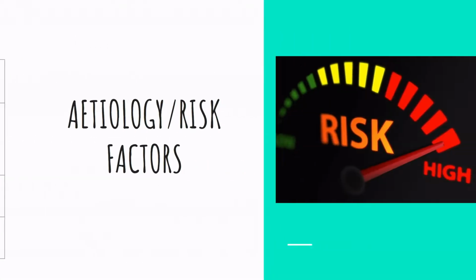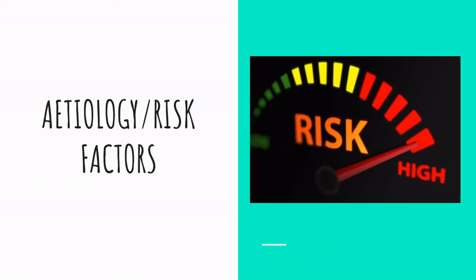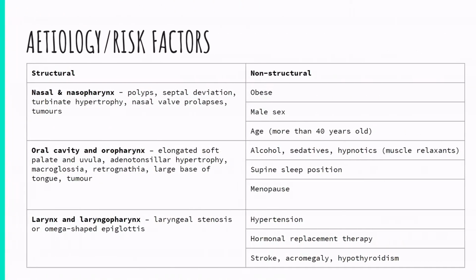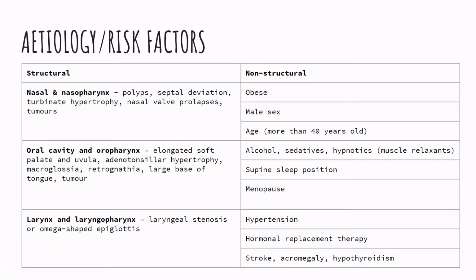Let's move on to the etiology and risk factors of obstructive sleep apnea. It can be divided into structural and non-structural. Structural factors will mostly cause obstruction and can be at the level of nasal and nasopharynx, at the level of oral cavity and oropharynx, in which at this level, adenotonsillar hypertrophy is the most common cause in children, and lastly at the level of larynx and laryngopharynx. For non-structural risk factors, it can be obesity, male gender, age more than 40 years old, and others as well.